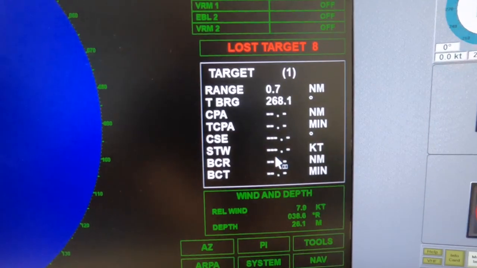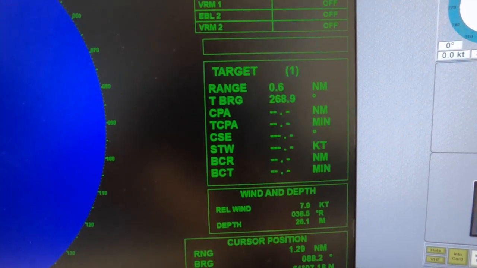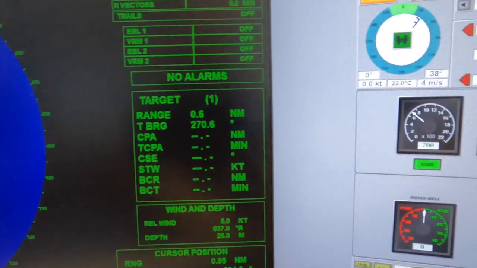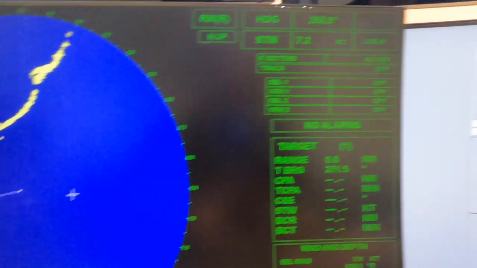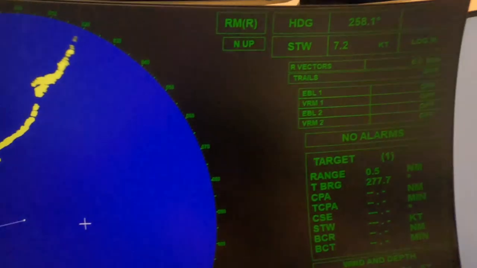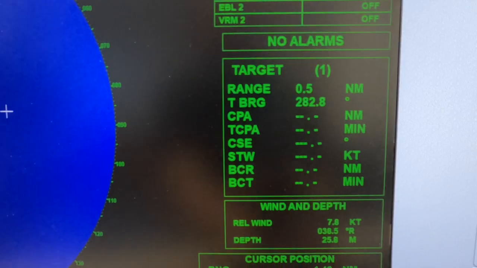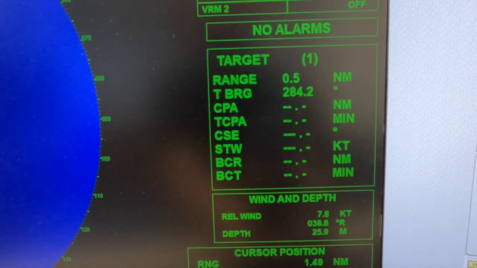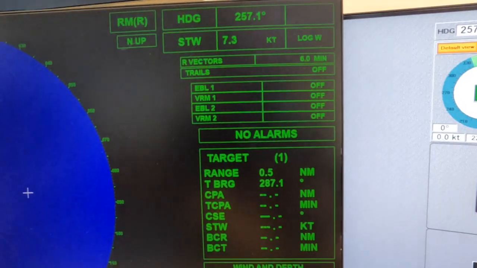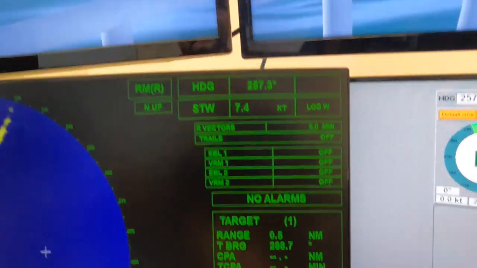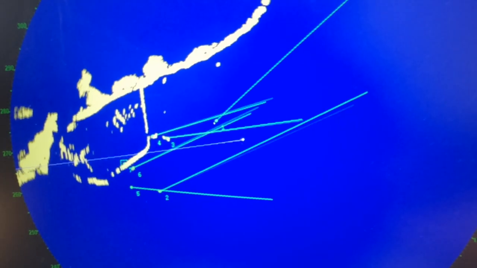So we're looking at target one. It's giving us a range of 0.6 of a mile, 269.7 bearing. So that's the target one, and there she is. Okay, just in front of that, you can see a hovercraft just nipping past the harbour entrance. Soon that will pop up. So it takes a little time for the ARPA to work out the distance, the CPA and TCPA of the vessels. And here they are worked out on the screen.